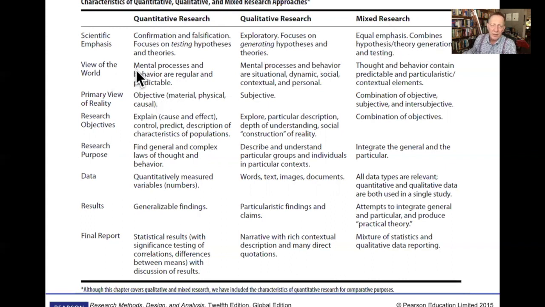Then, okay, let's look at the primary view of reality. Quantitative research, it's objective. We focus on the material, physical, and causal. And qualitative research focuses on the subjective.